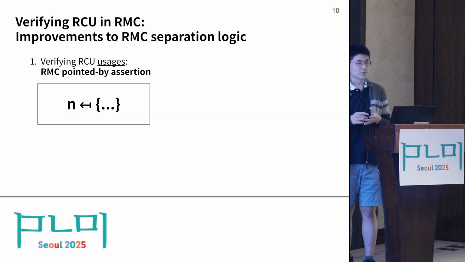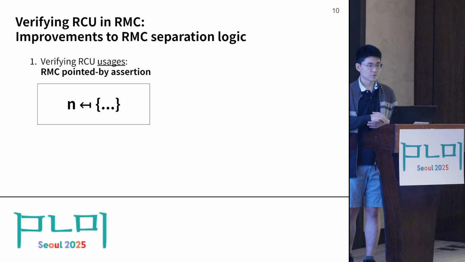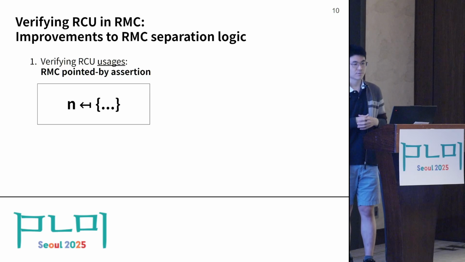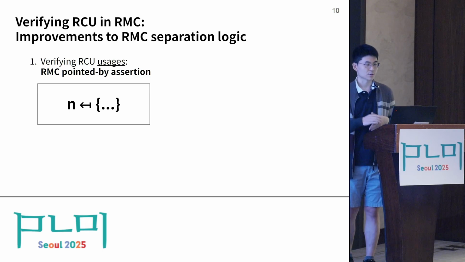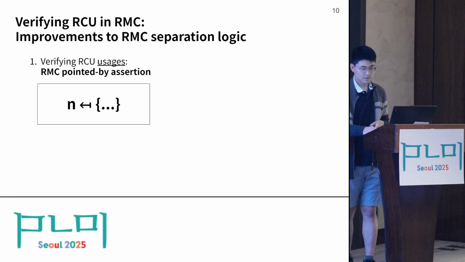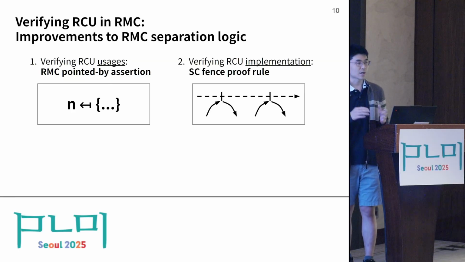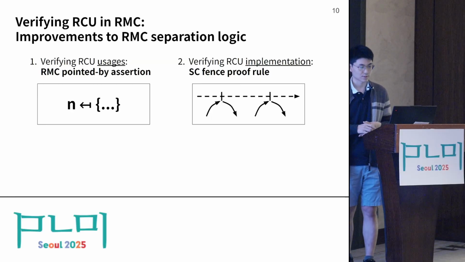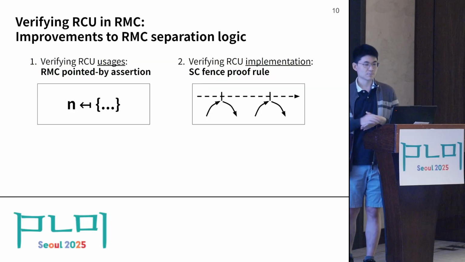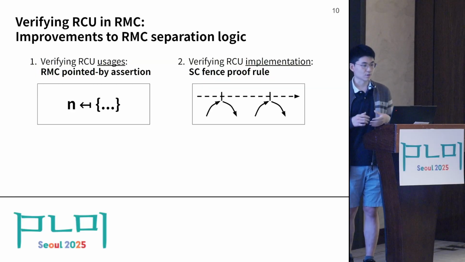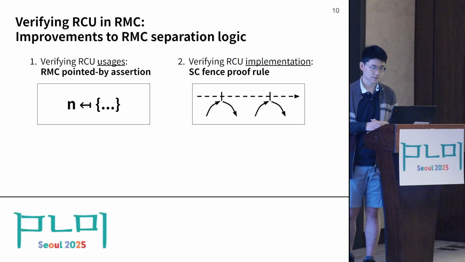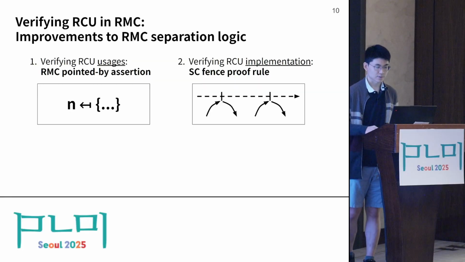This brings us to our improvements to RMC separation logic. First, to verify the uses of RCU, we designed the pointed by assertion that works correctly under RMC. And in addition, in the later part of the talk, I'll introduce our work on verification of RCU implementations. For this task, we made a new proof rule for a crucial synchronization primitive called the SC fence. Let's dive into the first contribution.